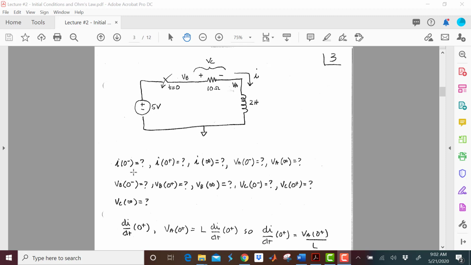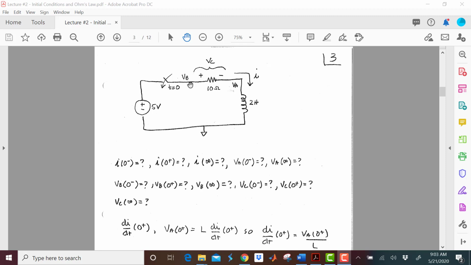Though if I want, since now I've triaged it and I kind of know what's going on, I could quickly write all these in. In fact, let's do it. I of 0 minus is going to be 0 because the switch is open. I of 0 plus is going to be 0 because you can't change the current in the inductor instantaneously. I of infinity, no voltage across the inductor at time equals infinity, so I got 0 volts here. I got 5 volts here because the switch is closed. So 5 volts divided by 10 ohms, it's a 1/2 amp.